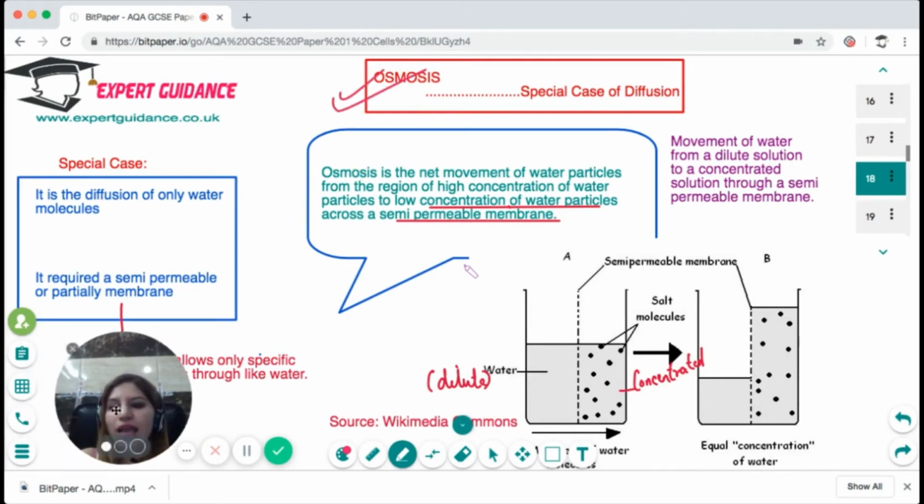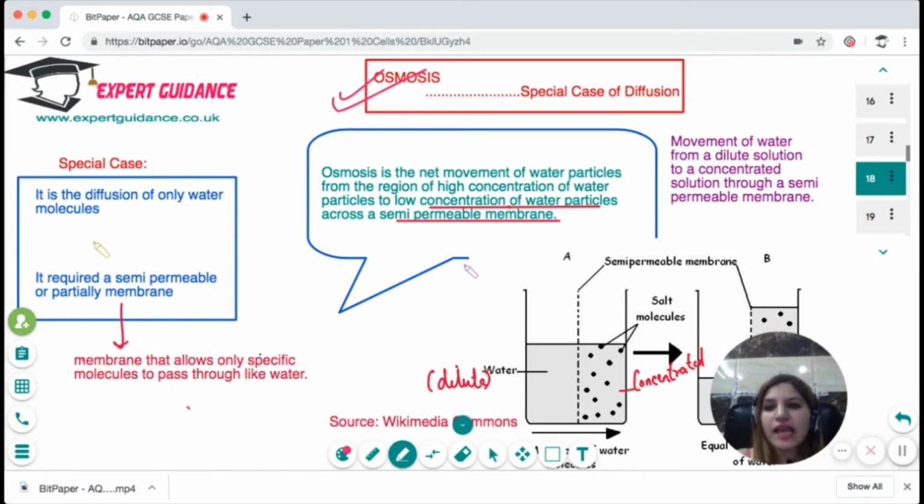Now, why is osmosis a special case? Because there are two special things in osmosis. First, it is the diffusion of only water molecules. Diffusion can be of any substance, but osmosis is the diffusion of just water molecules. And second, a semi-permeable membrane, or partially permeable membrane, is required. Now, what is a semi-permeable membrane? The membrane that allows only specific molecules to pass through, like water.